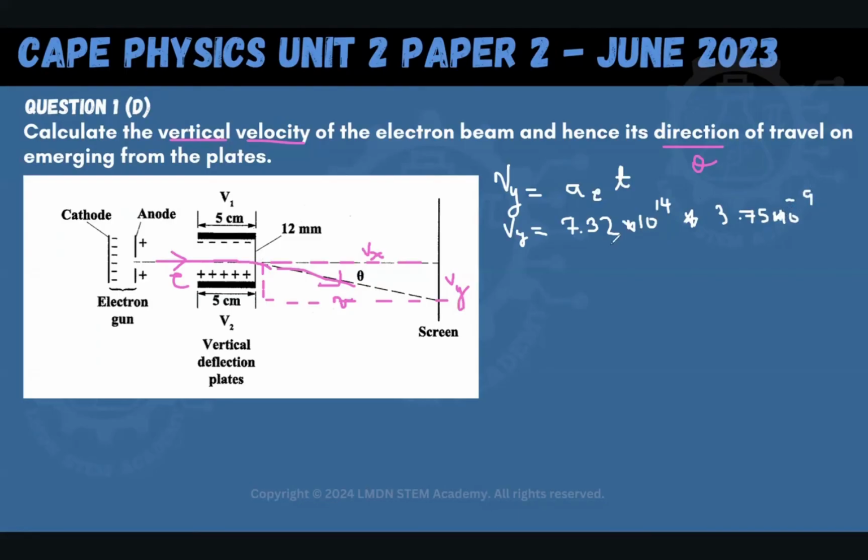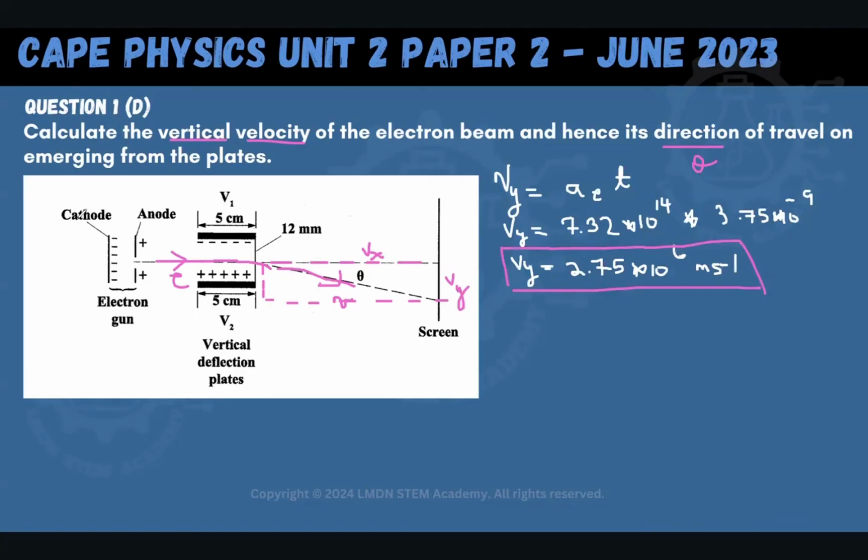So that's 10 to the minus 9. And so our Vy then is going to be equal to 2.75 times 10 to the 6 meters per second, right? So that's our vertical velocity. They asked us to find that, so that's an answer. We're just going to box that answer. Okay, so that's our vertical velocity of the electron beam.